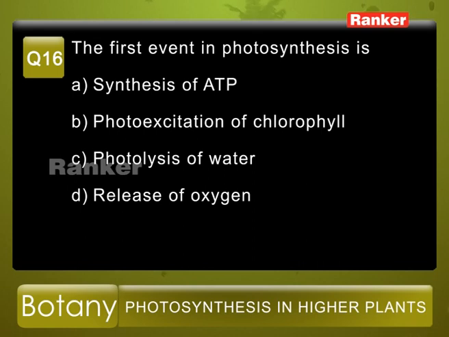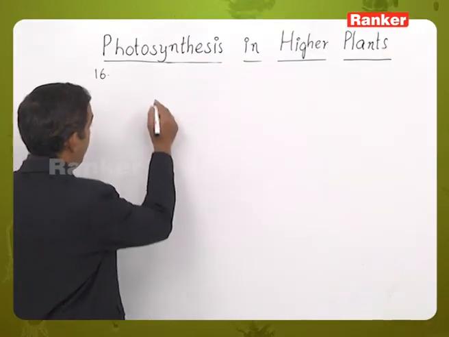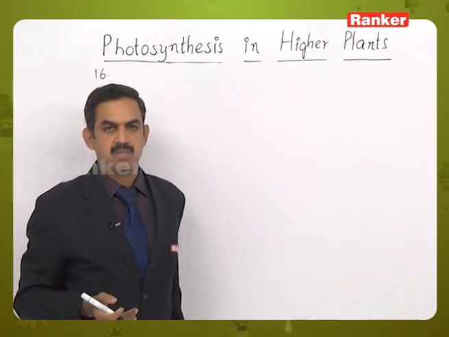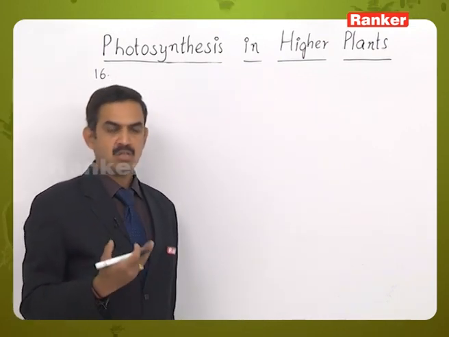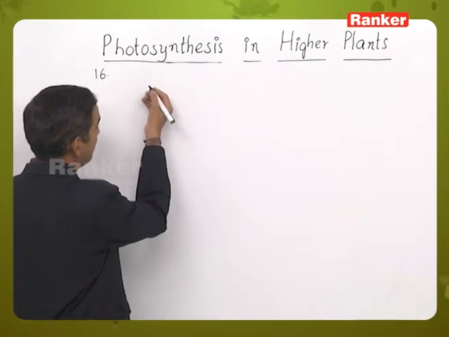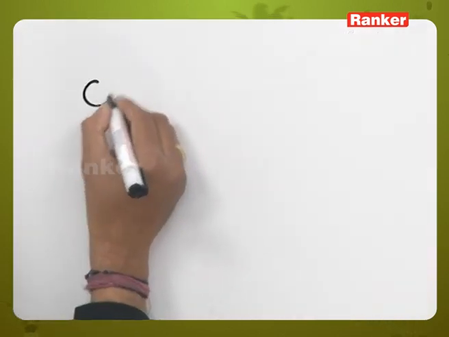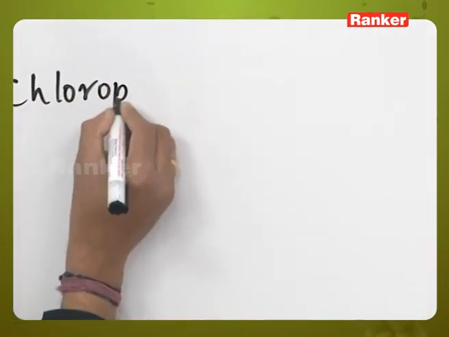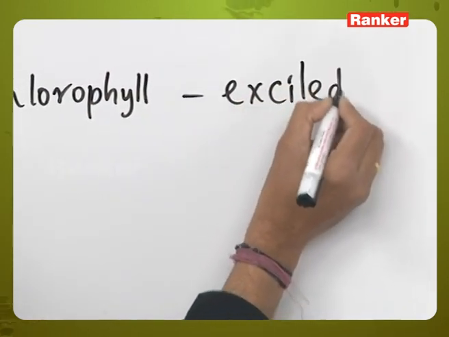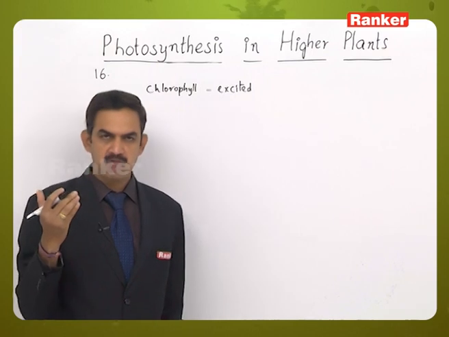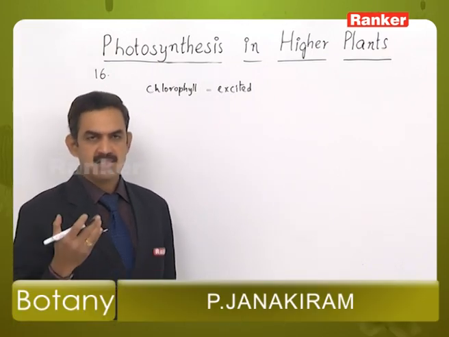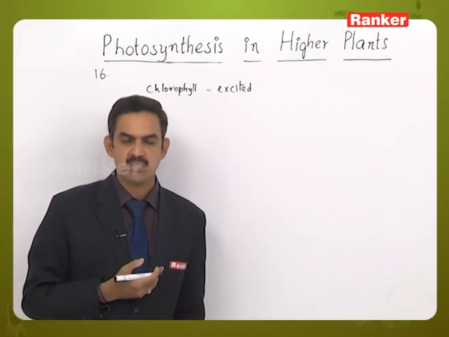So here also we say that light reaction is the first step related to photosynthesis. In that also, what is the first event of photosynthesis? First what happens, the chlorophyll molecule will get excited. The chlorophyll molecule will be in the ground level when it takes up the solar energy that is present in the reaction center of photosystem 2.